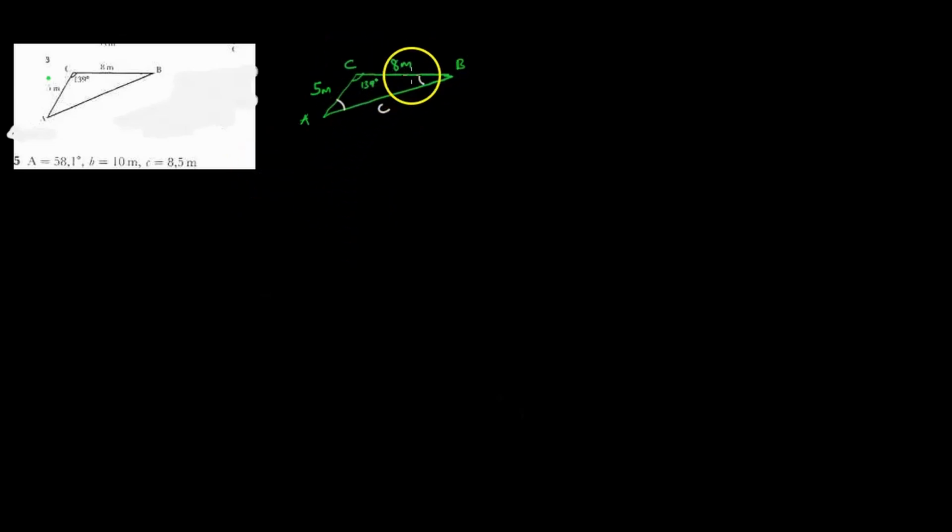Applying the cosine rule here, we start by writing the formula. The formula is c squared is equal to a squared plus b squared minus 2ab cos C. The side called a is 8 meters. The side called b is 5 meters. So if we want to find it here, we just substitute, then we solve the equation.